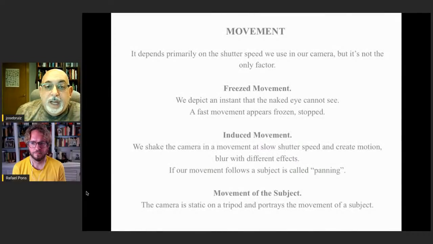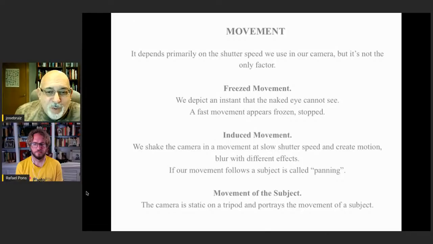You can create it with this kind of Vaseline or oils that you spread on a filter, and you create the movement even much more evident than it was. And I used to speak about the movement like this: the freeze movement, when you freeze the movement, when you stop the movement. Sometimes the movement is so fast that the naked eye can barely see what happened, but the camera can stop it. Sometimes you induce the movement.